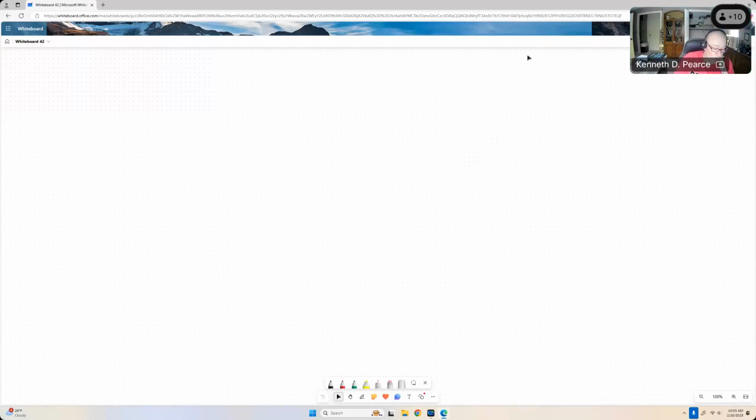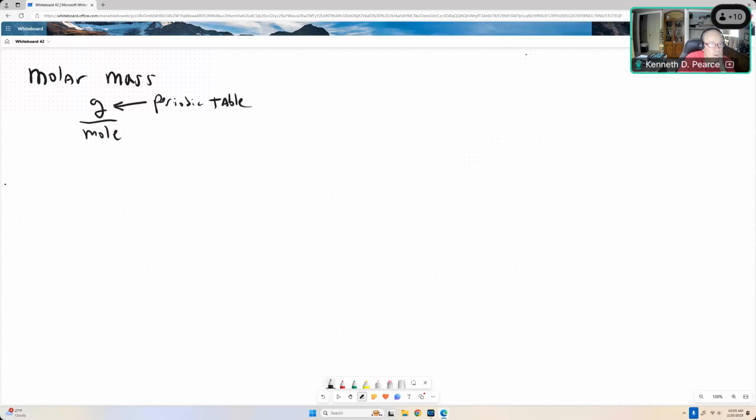Now, what can we do with this molar mass? The way it's going to look is like this. We've got molar mass, and we're going to have a list of things that we need to look at. Molar mass is going to look like this: grams per mole. The grams part you're going to get from the periodic table. This is just what we just did. I'm not doing anything new here.